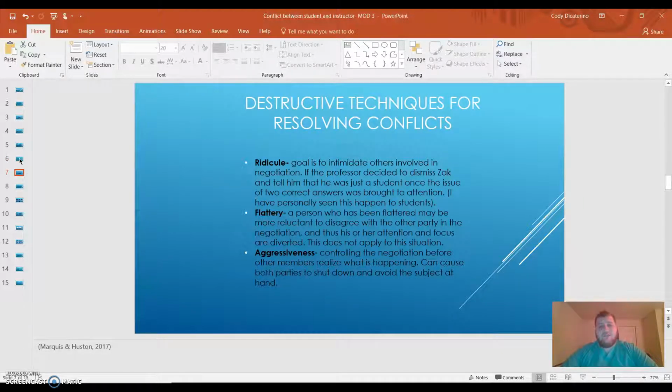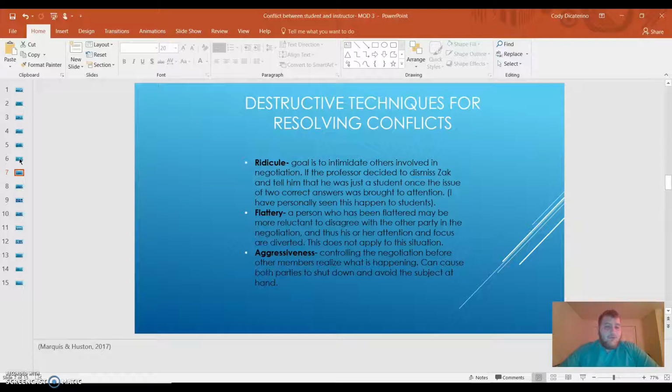So, some destructive techniques for resolving conflicts. Ridicule is one of them. I've seen this happen several times. The goal is to intimidate others involved in negotiation. My example was if the professor decided to dismiss Zach and tell him that he was just a student once the issue of two correct answers was brought to attention.